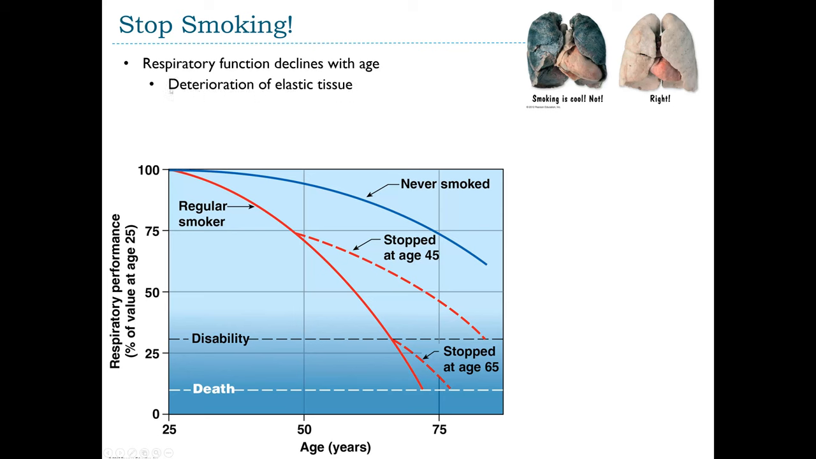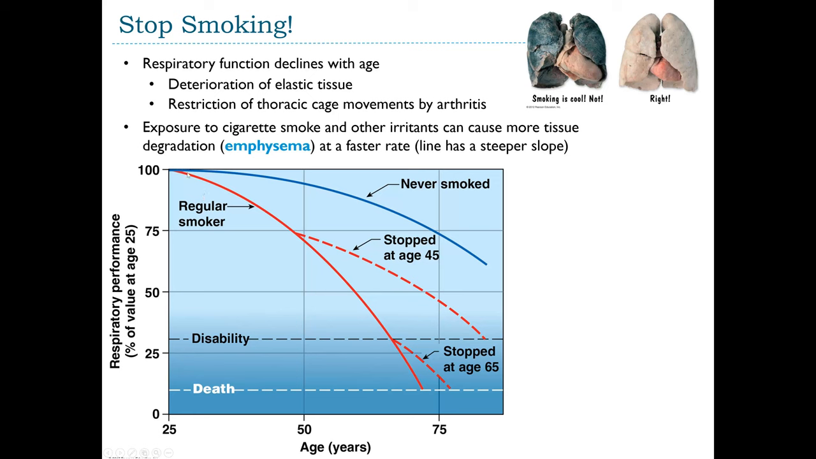So what happens is as you get older, you get deterioration of the elastic tissue and other connective tissues within the lungs. You also have restriction of the thoracic cage movements by arthritis, so your lungs aren't able to expand as much. You also do get some damage that can build up to the alveoli over time as well. So the bottom line is as you get older, your lung function will decrease.